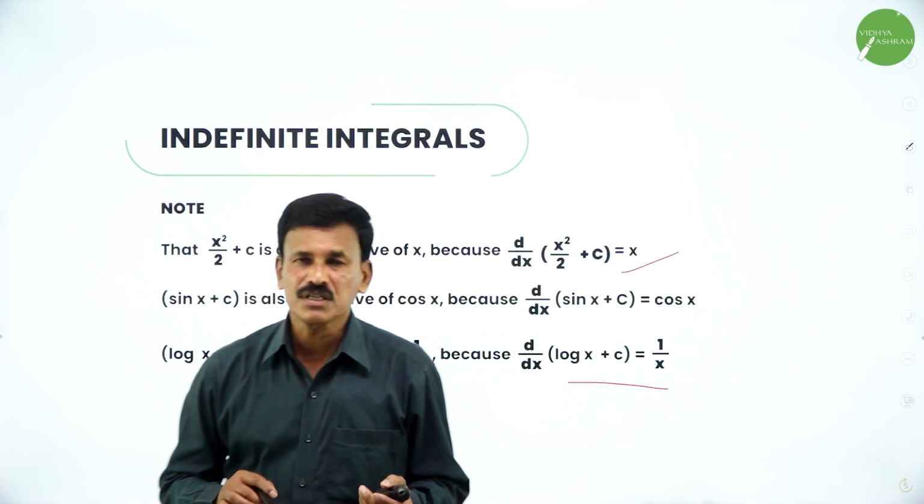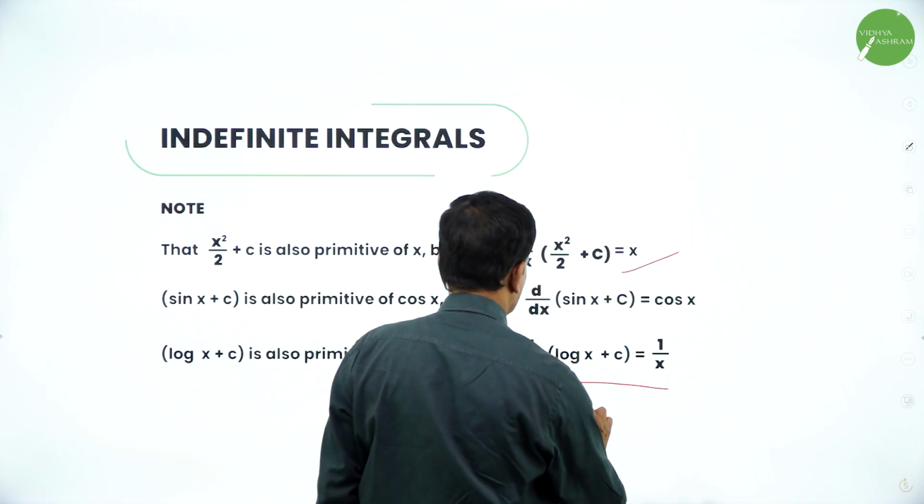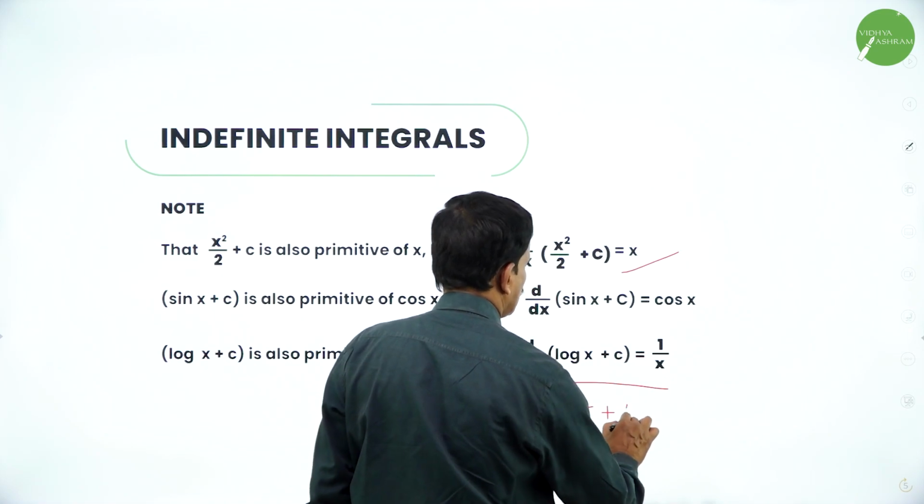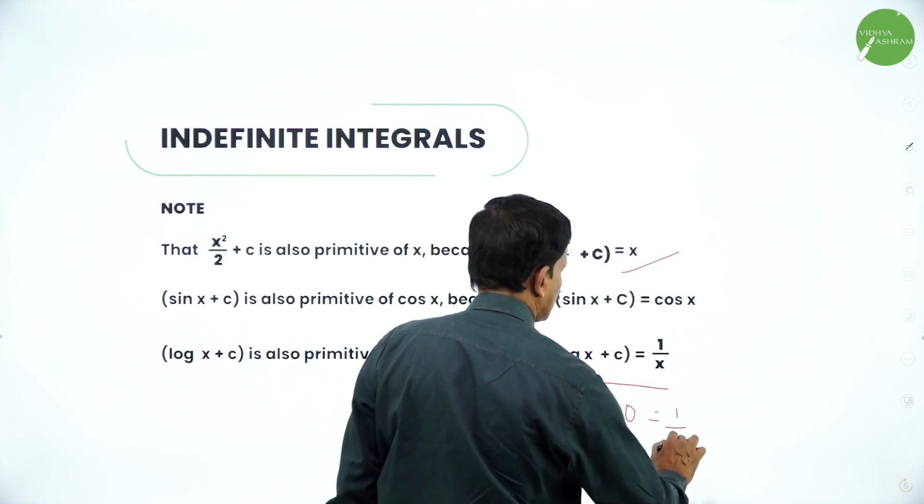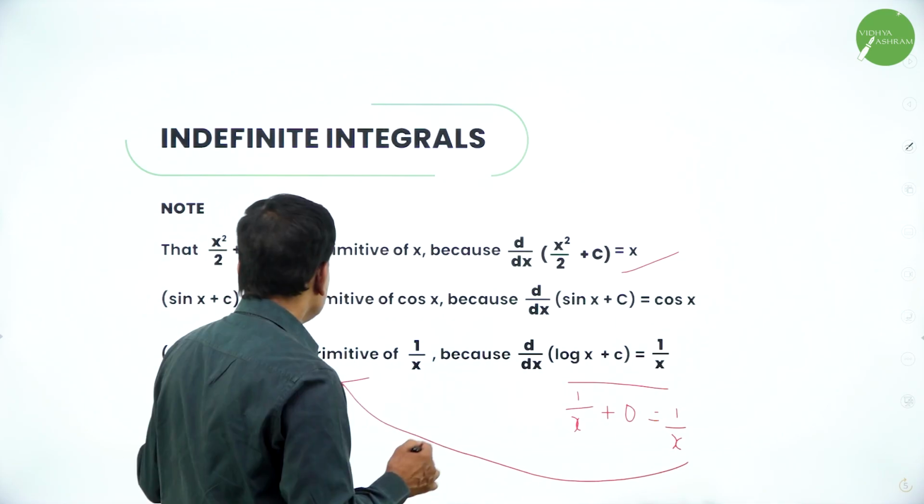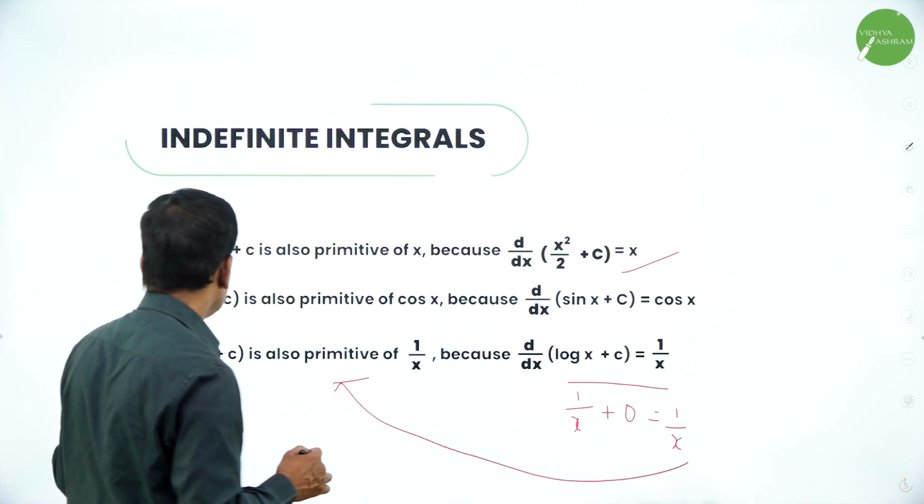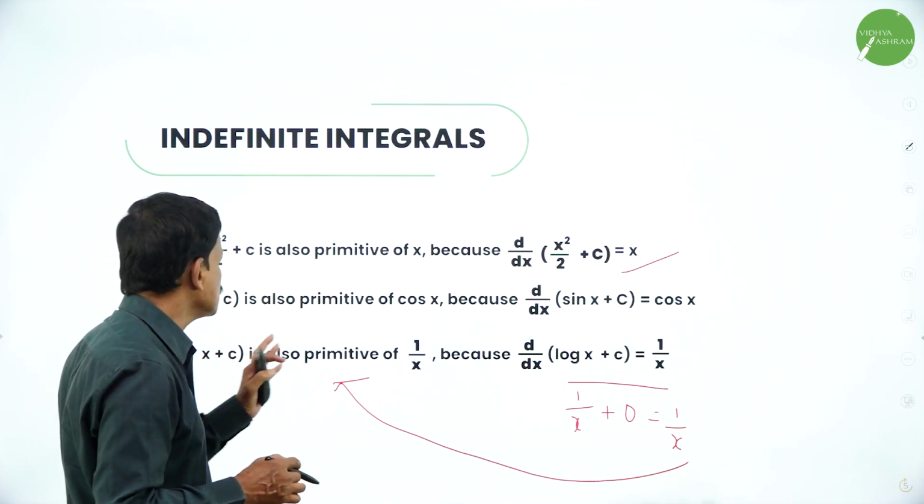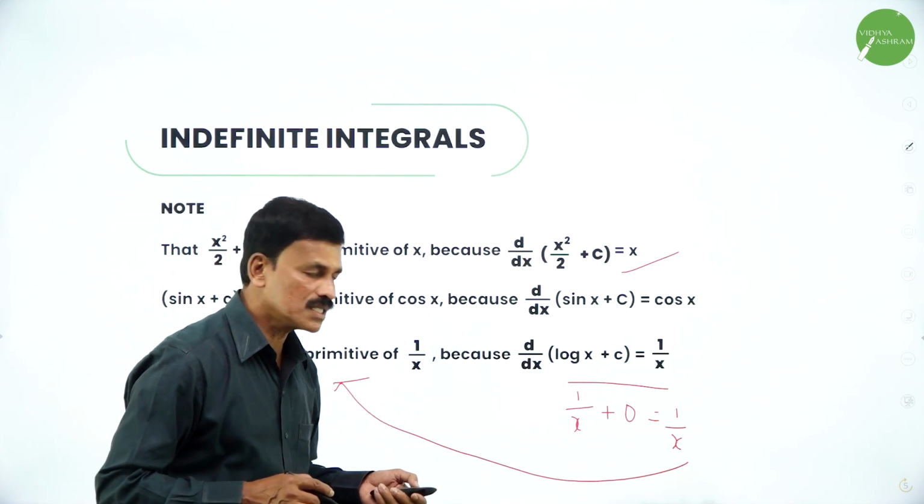Differentiation of log x is 1 over x, right? Differentiation of log x is 1 over x and the derivative of a constant is 0, so that is equal to 1 over x. So that means the primitive of 1 over x is also log x plus c. Log x plus c is also the primitive of 1 over x, right?